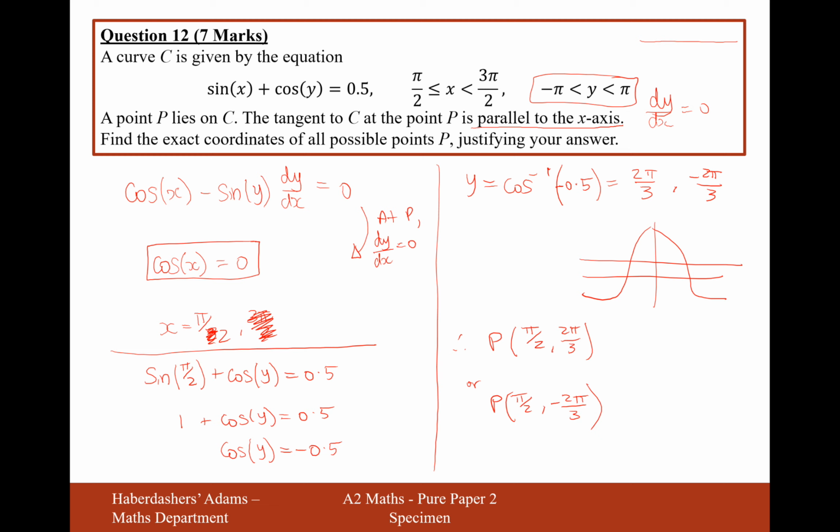Lovely, so there we are. That's the answer to question 12. 7 marks for that. A little bit of implicit differentiation. Identifying that our tangent is going to be flat, therefore dy by dx equals 0, is a super important step there. And then just working out what cos of x is equal to and cos of y is equal to. Lovely, 7 marks for that.